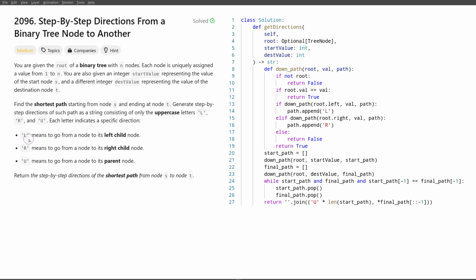Those directions would be L if we have to descend to the left child of the current node, likewise for R and the right child, and of course U for going up to the parent node. So we have to say how to get from start node to end node.